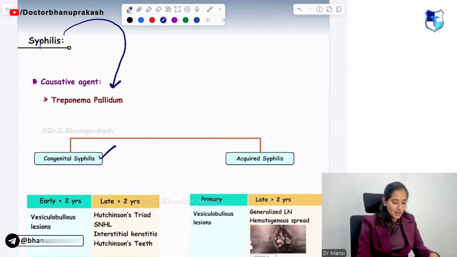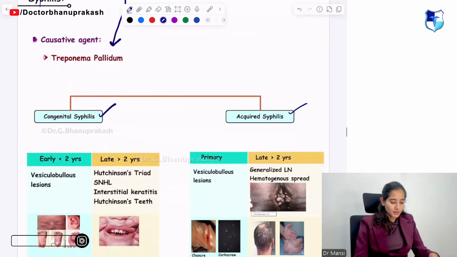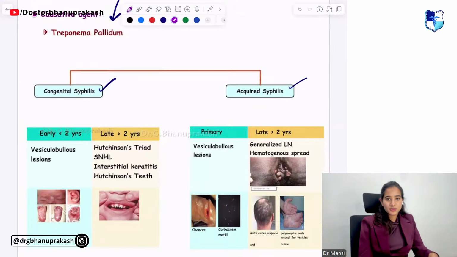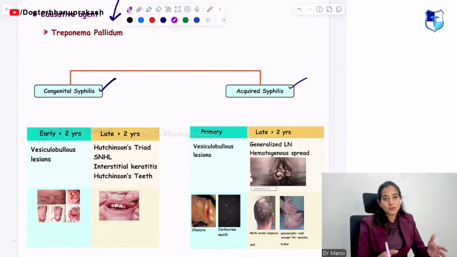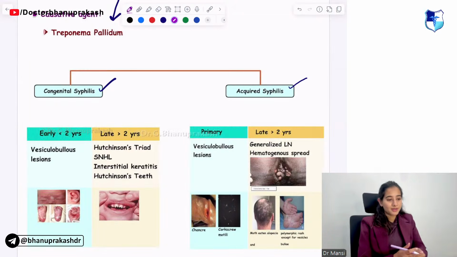So we can have congenital syphilis and we can have acquired syphilis. This is a revision session. So the more you people participate, the more appreciated it will be, because that's what is going to help you as well.